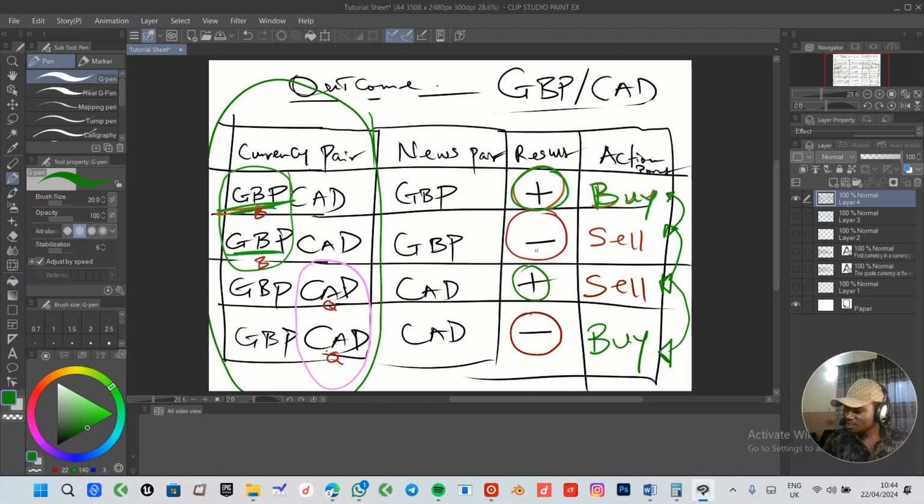Okay, practice it over and over till the point that you can do it off heart. Because a news release will not give you time to go back to your outcome table to check the outcome. So you must be able to master this off heart, so that immediately you see the news release, you already know what to trade, you know the outcome. Okay, so that is how to go about it.